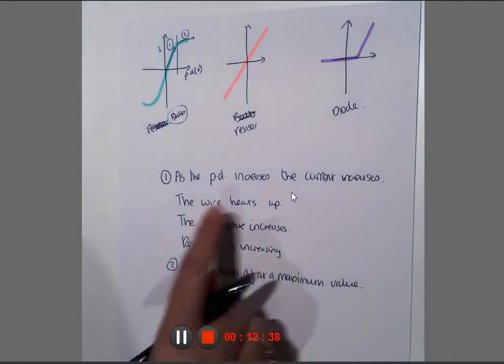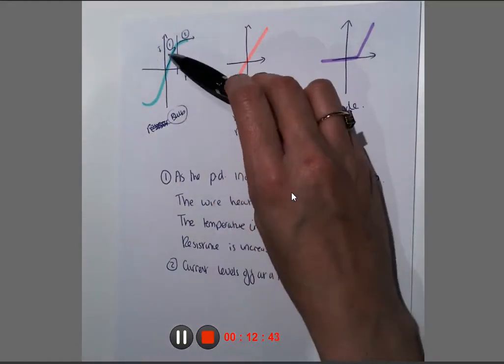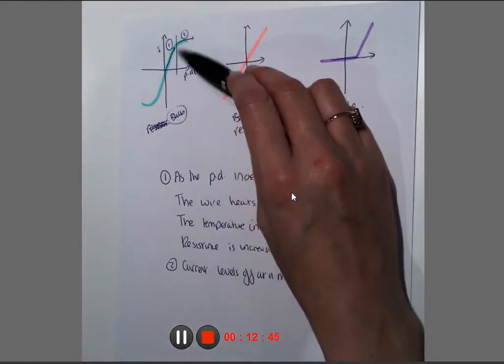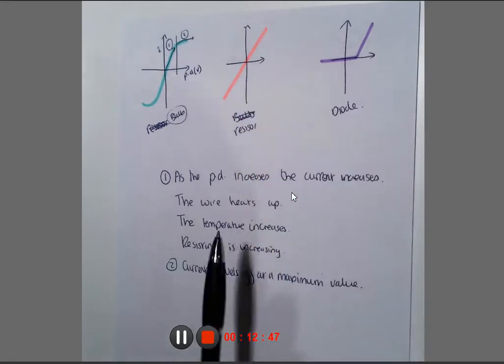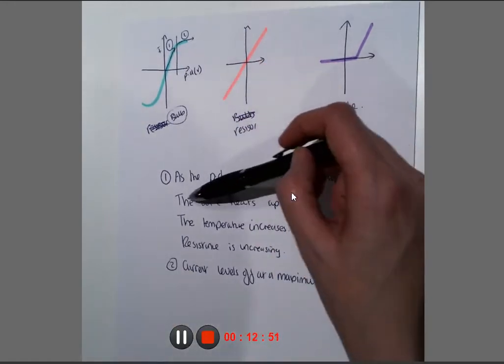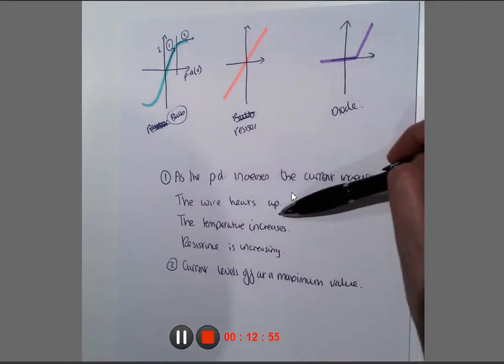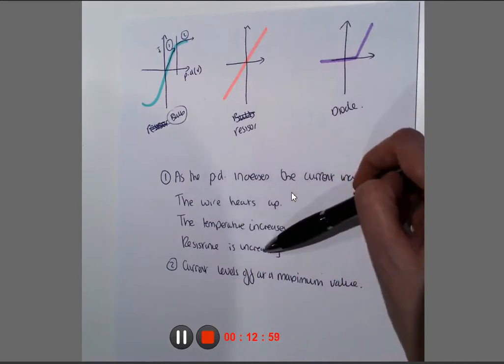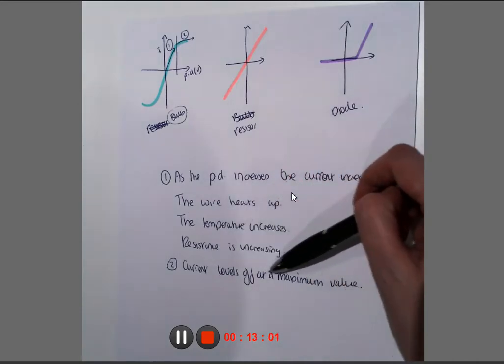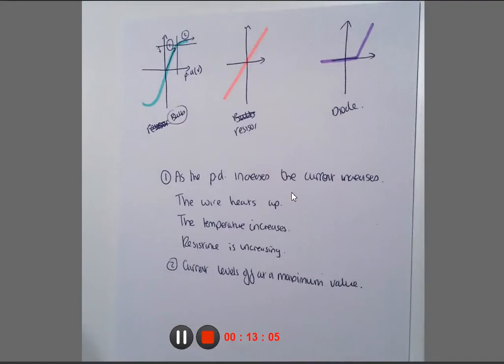So this description here would answer the question as to why this potential difference current graph for a bulb looks this way. As the potential difference increases, the current increases. As the current increases, the wire heats up, which increases the temperature, makes it harder for the current to flow when it's hot, so the resistance increases, and then the current levels off at a maximum value, which is there. Okay?